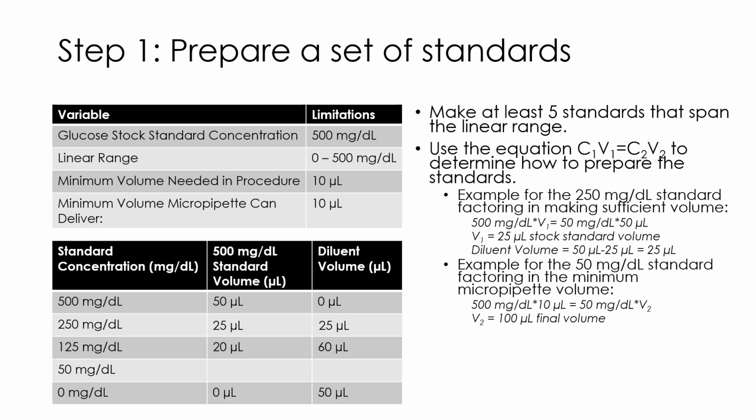After solving for V2, we determined that we need to prepare 100 microliters of the 50 milligram per deciliter standard. We can put the 10 microliters of stock standard into our table, and lastly, we can calculate the volume of diluent we need to add to the 50 milligram per deciliter standard by subtracting the stock standard volume from the total volume, and we can insert that 90 microliter volume into our table as well.